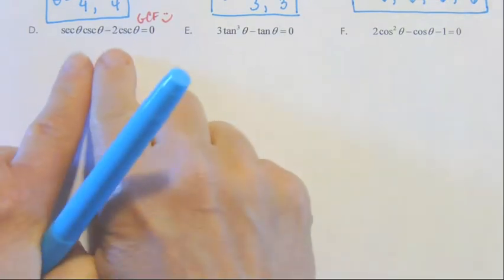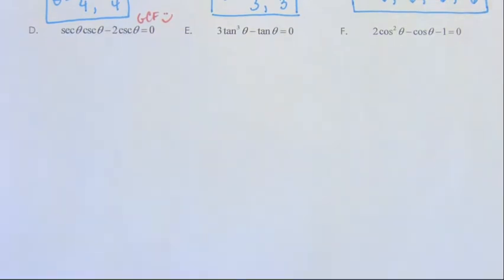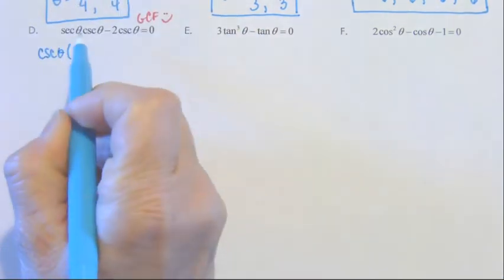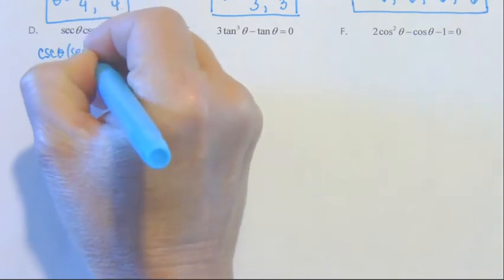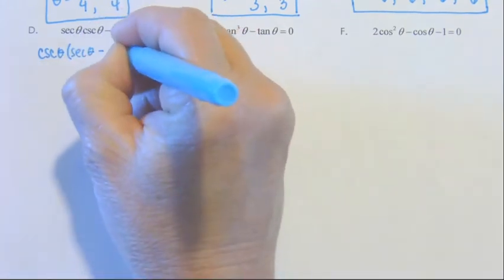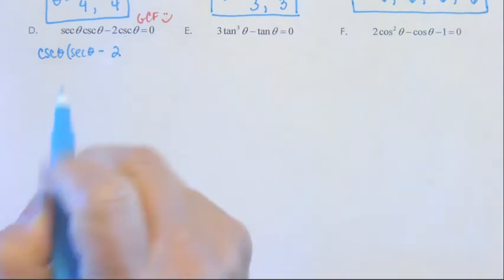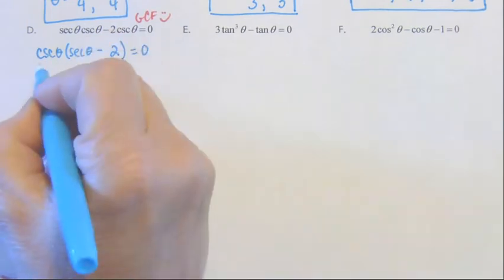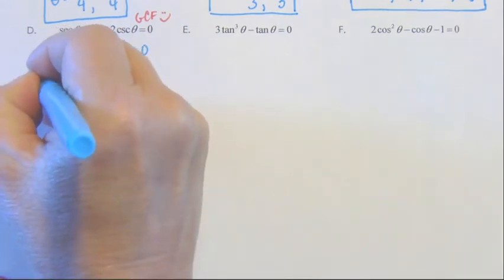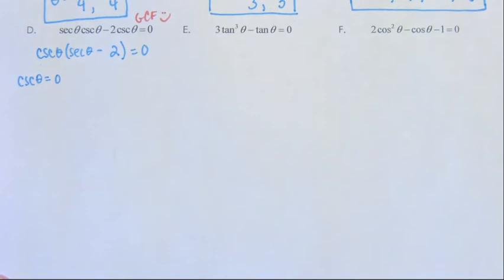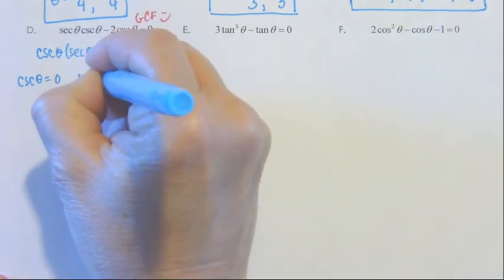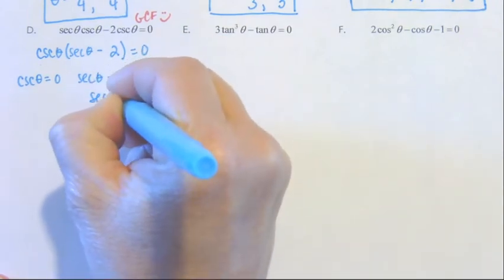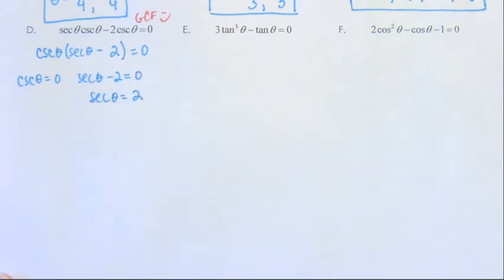So if you look here, they both have a cosecant in common. So I'm going to factor out a cosecant. So I've got cosecant theta. If I divide out cosecant, I'm left with secant theta minus 2, because I already divided out that cosecant. All right, so now I have two factors here. I've got cosecant theta is equal to 0. I'm going to set them both equal to 0. And I've got secant theta minus 2 equals 0. Add 2 to both sides. So I've got secant theta is equal to 2.